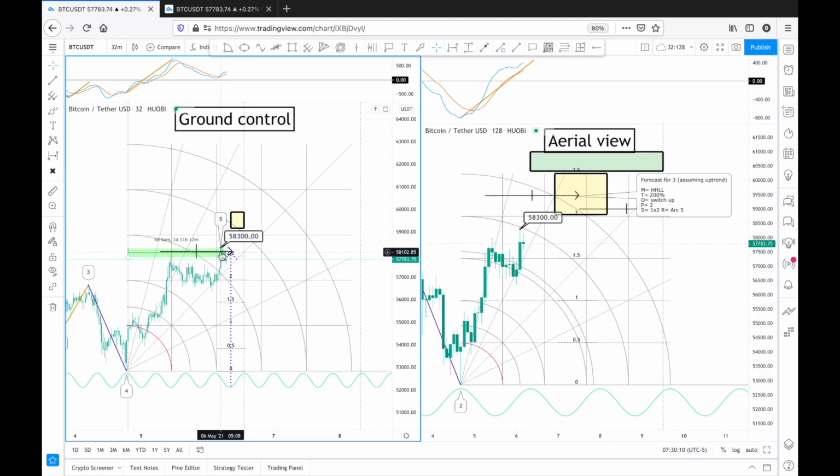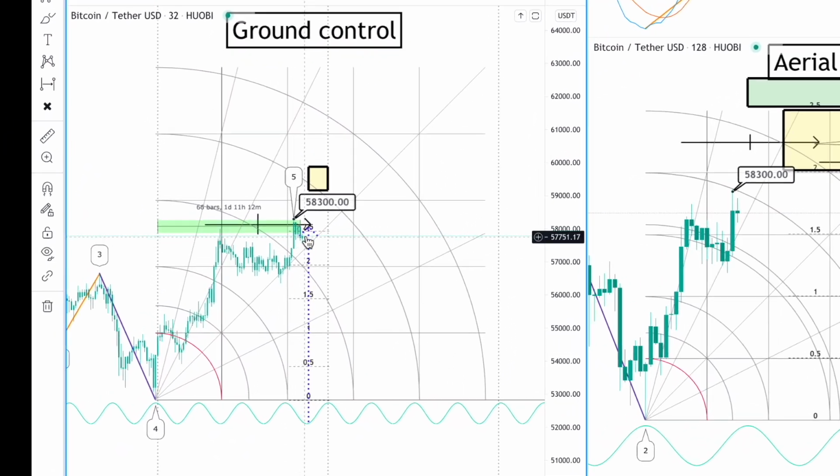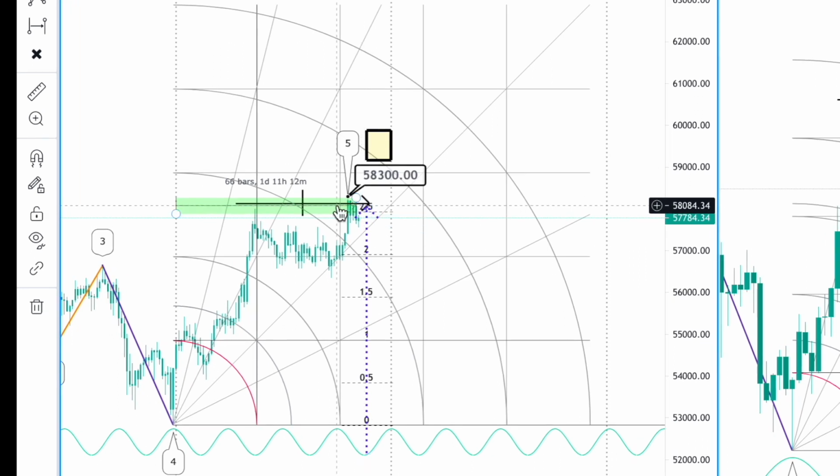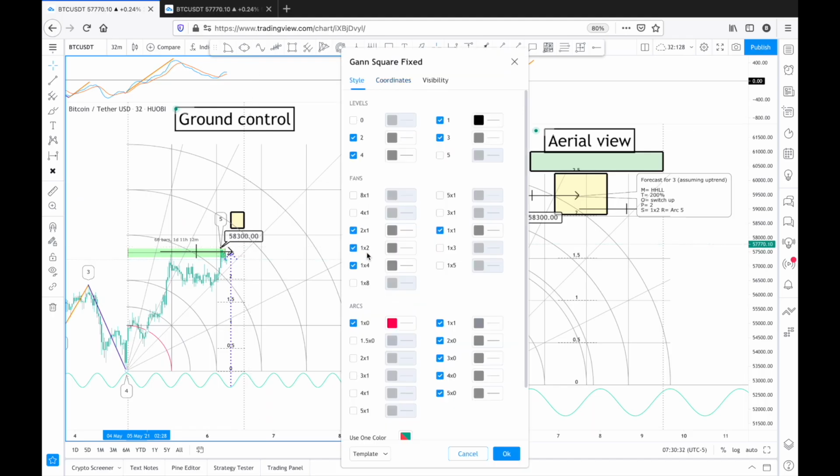Now, the reason why it's here is because of our x3 price squared probability rolling out. There's also confluence with the time projection tool. There is confluence with the sine wave. And of course, it's in the region of where the arc and the fan line cross. So that isn't the only information that it's giving us.